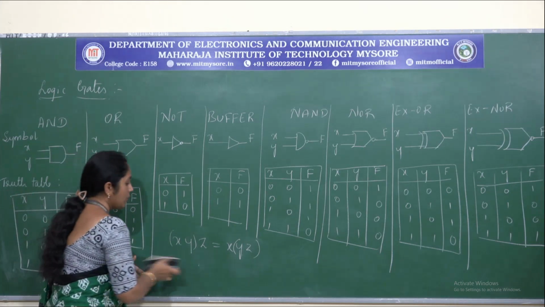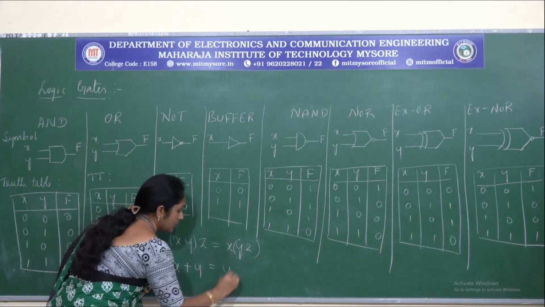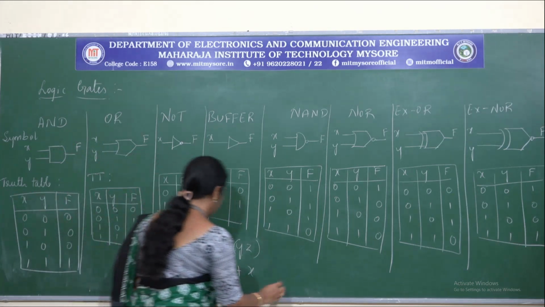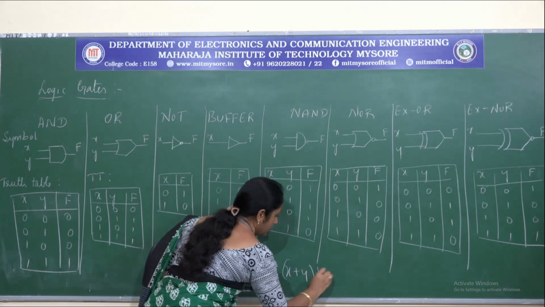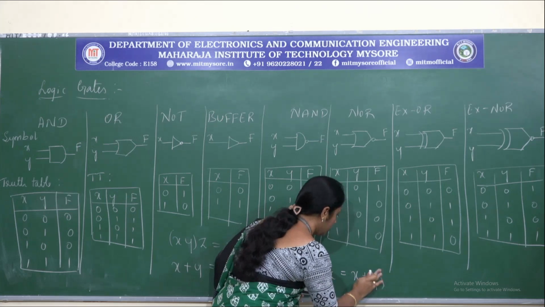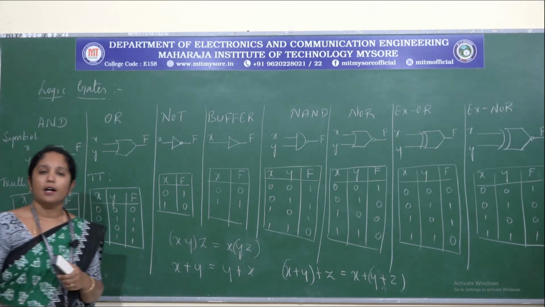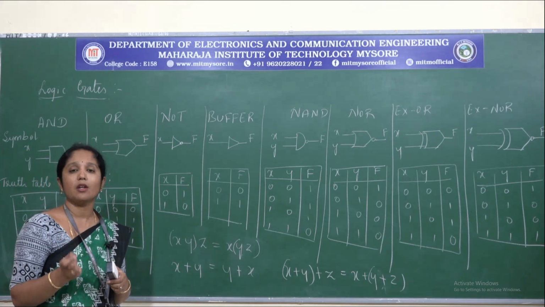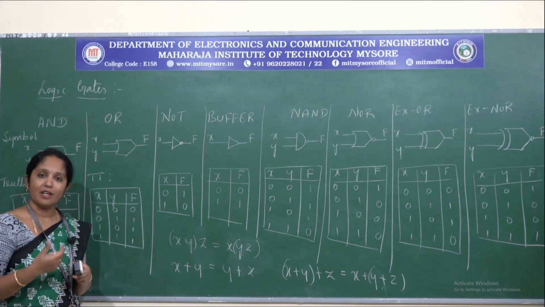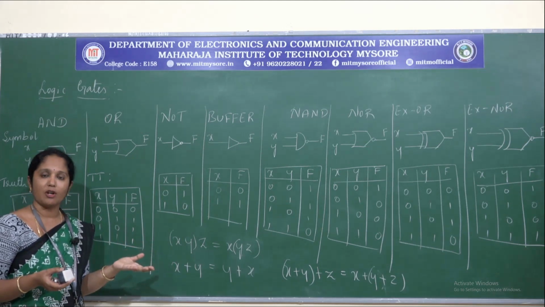So if you consider AND operation and OR operation, both are associative and commutative. So if an operation is both associative and commutative, then it can be simply extended to any number of inputs. Therefore, we can have 3 input AND gate, 3 input OR gate, 4 input AND gate, 4 input OR gate, etc.